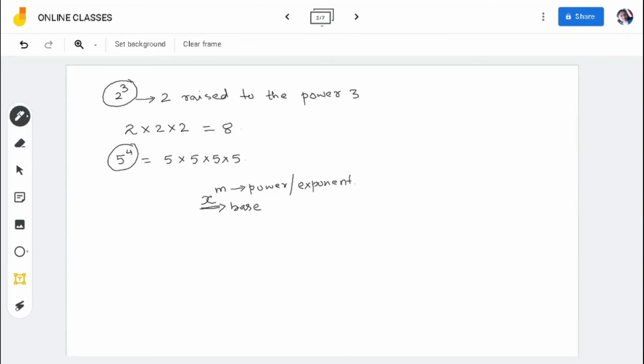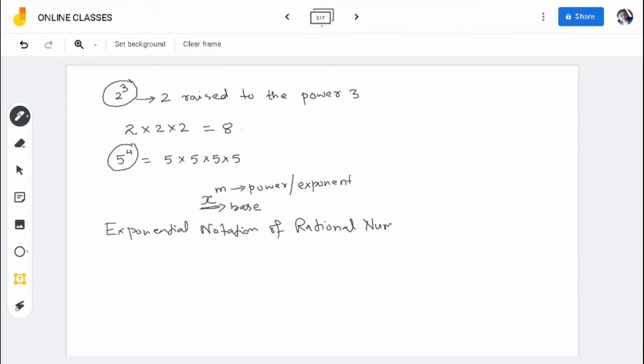Now, this is the continuation of that chapter. So let's see what we have to learn in this chapter. The first thing that we are going to learn in this chapter is exponential notation of rational numbers. So, in the previous chapter of this class, we have learned about the rational numbers.